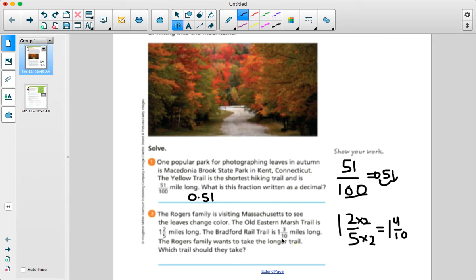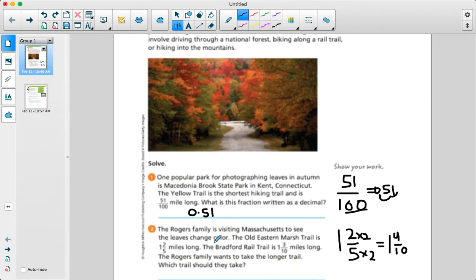So I'm comparing 1 4/10 to 1 3/10. And right away I know that 1 4/10 is larger because 4 out of 10 pieces is taken up over the 3 over the tenths. So the 1 2/5 or 1 4/10 is longer. So I'm going to say that the Old Eastern Marsh Trail would be the longer trail to take if you want to take the longer trail.